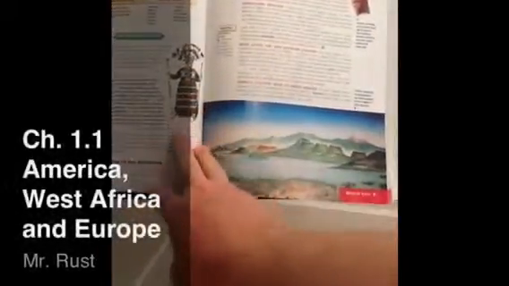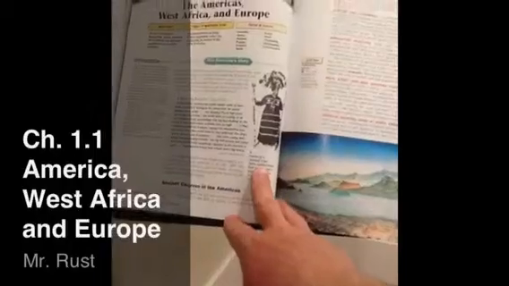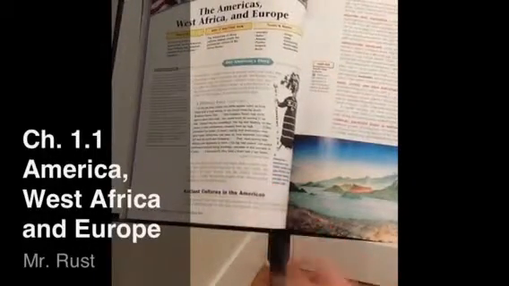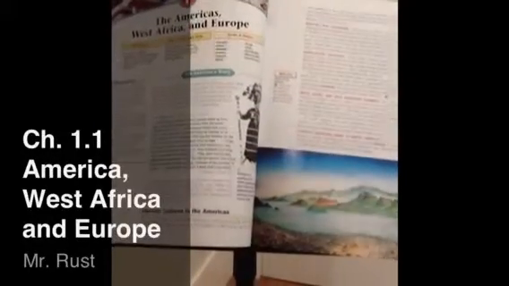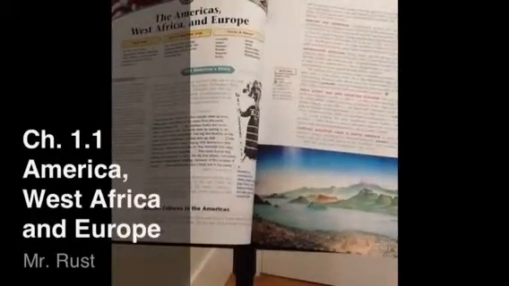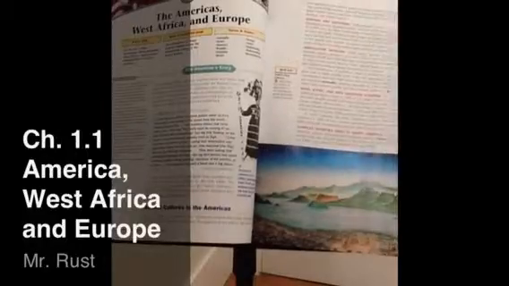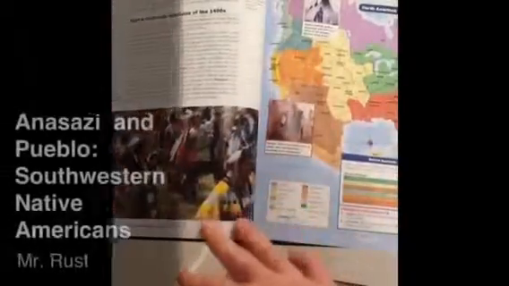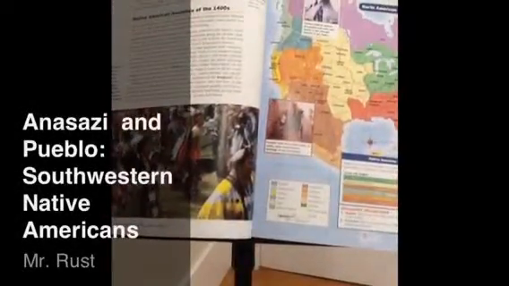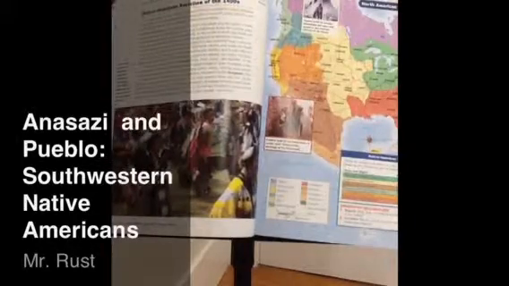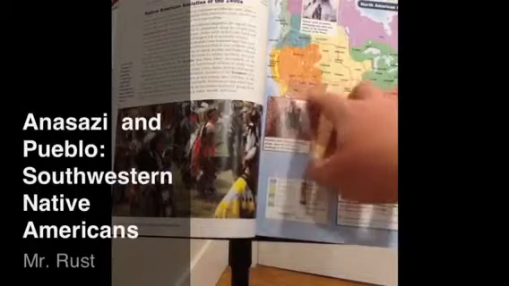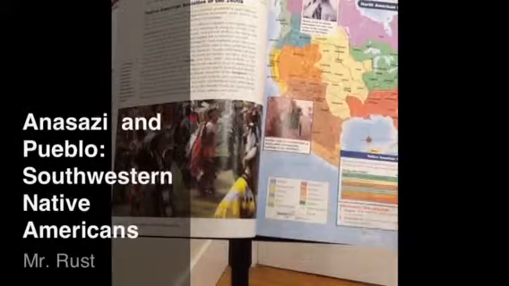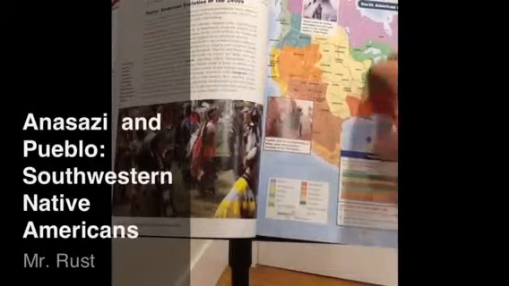Section 1, America, West Africa, and Europe. All right, you're going to be reading in here all about the ancient cultures of the Americas. Again, this is a review of what you learned in middle school, and so you'll learn about the Aztecs, the Anasazi. They're fantastic cultures, and they definitely impact us today. You'll learn about Native American tribes like the Iroquois and the Pueblo. The Pueblo, they come from the southwestern part of what we would call the United States. And the Iroquois, well, the Iroquois, they're from a little farther north. They're from over in this region of the country.